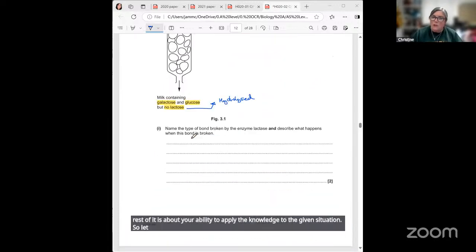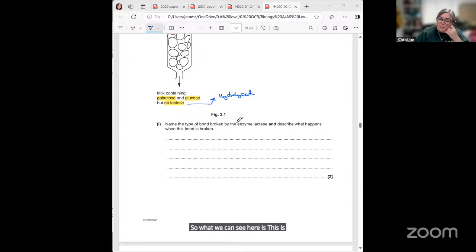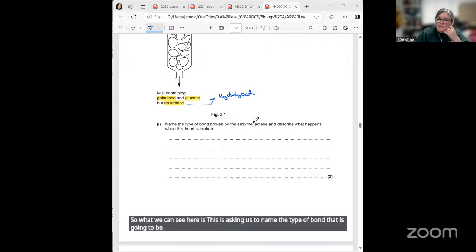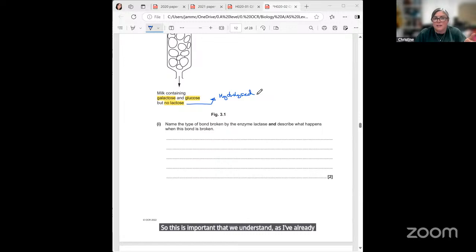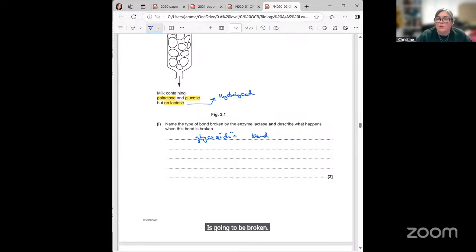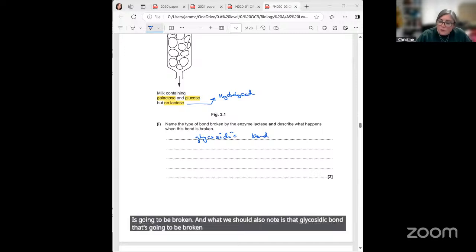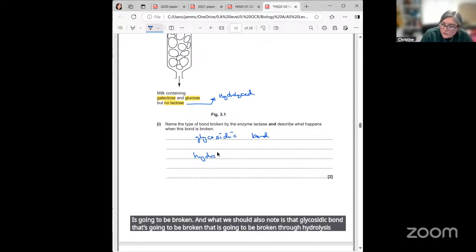So let's move on and actually look at this question. What we can see here is this is asking us to name the type of bond that is going to be broken down by the enzyme lactase and describe what happens when that bond is broken. This is important that we understand, as I've already said, we're going to hydrolyze it, so we're going to split it apart. How are we going to split it apart? If we're looking at the glucose and galactose, we should know that we have the glycosidic bond that's going to be broken, and that glycosidic bond is going to be broken through hydrolysis. So a hydrolysis reaction.